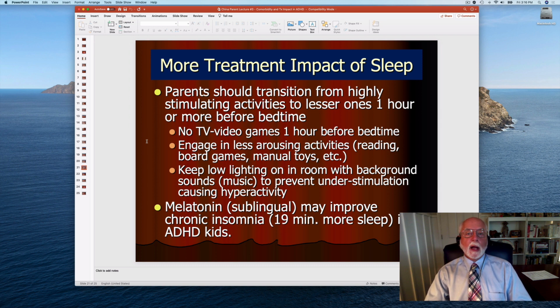At least 1 hour or more before bedtime, the child should stop using visual media, stop watching television, stop engaging in very exciting or high-stimulating games and activities, and begin to engage in less arousing activities, such as reading or playing board games, or simply using more manual toys that are less arousing than video games might be.